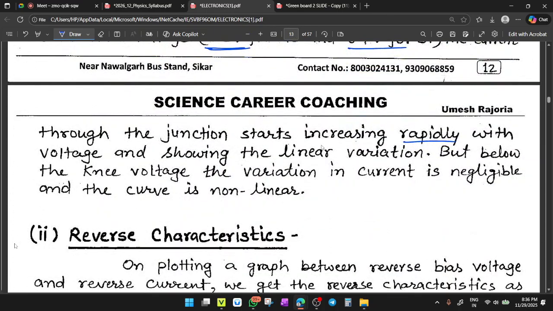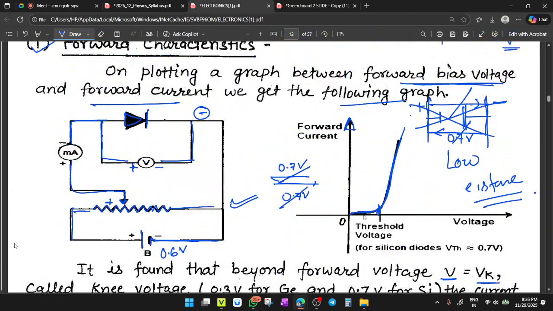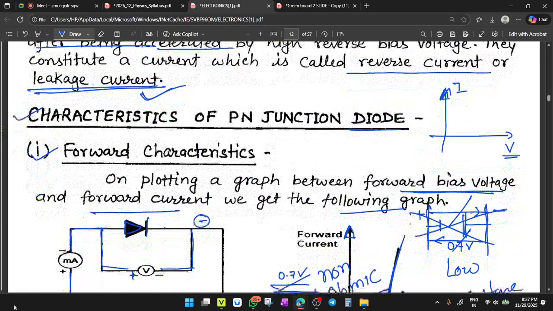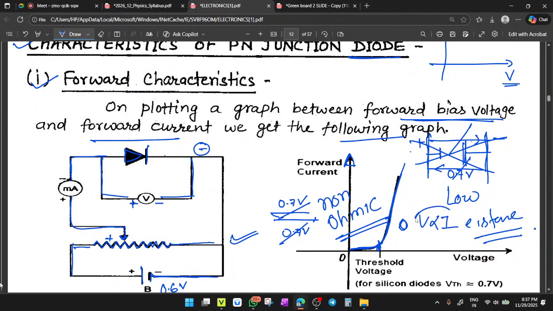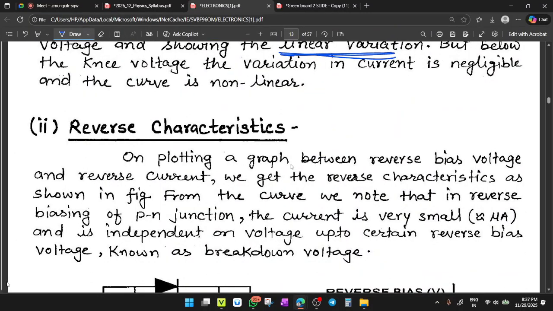The current through the junction starts increasing rapidly with voltage, showing a linear variation. So after conduction your current varies linearly, but below the knee voltage the variation in current is negligible and the curve is non-linear. Altogether this curve is non-linear, which means this is called non-ohmic. Conductors like metals are ohmic conductors, following the V proportional to I characteristic, but here you cannot say that V is proportional to I. Clear? So this is called a non-ohmic conductor, and it does not follow Ohm's law.